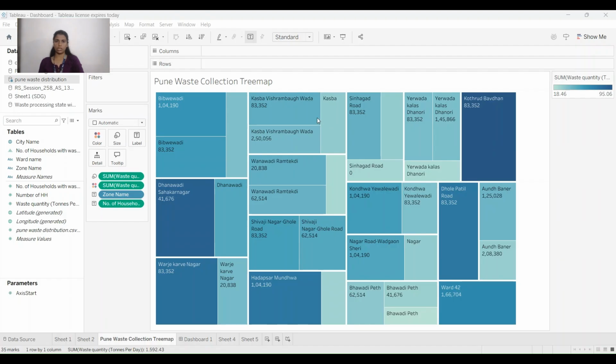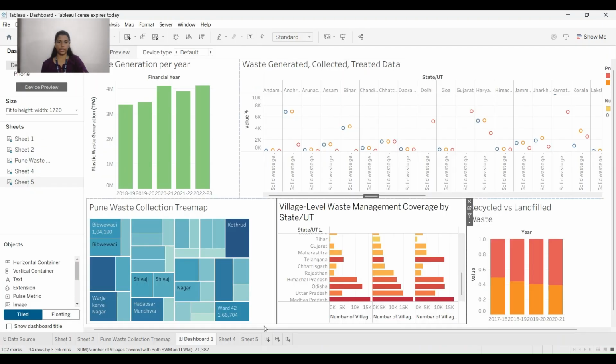This visualization helps us identify urban hotspots, plan decentralized waste management systems, and improve segregation performance at the ward level under the urban waste management policies. Back to the dashboard, let us see the next sheet.